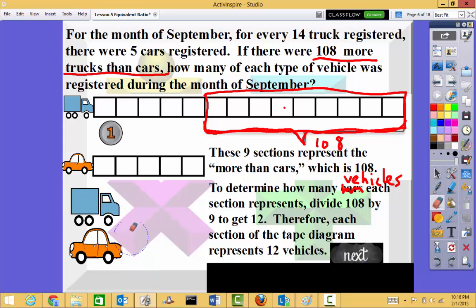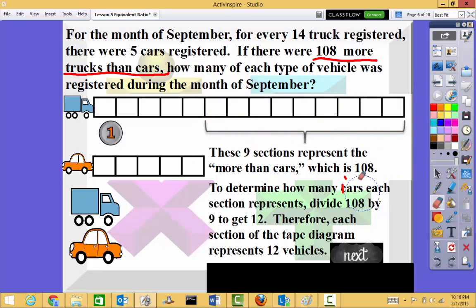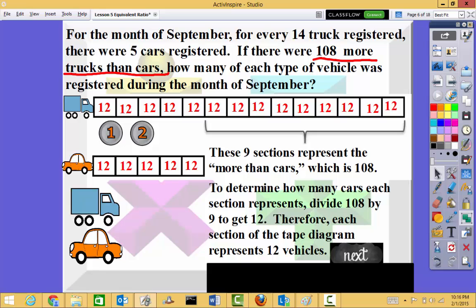So, what do I need to do next? Well, I just found out that each section represents 12. And what do I notice about this section compared with this section? Or this section compared with this section? Well, I should notice that they're all the same length. They're all the same size. When they're all the same size, that means that they all are the same. So each section is going to be 12. What do I do next?